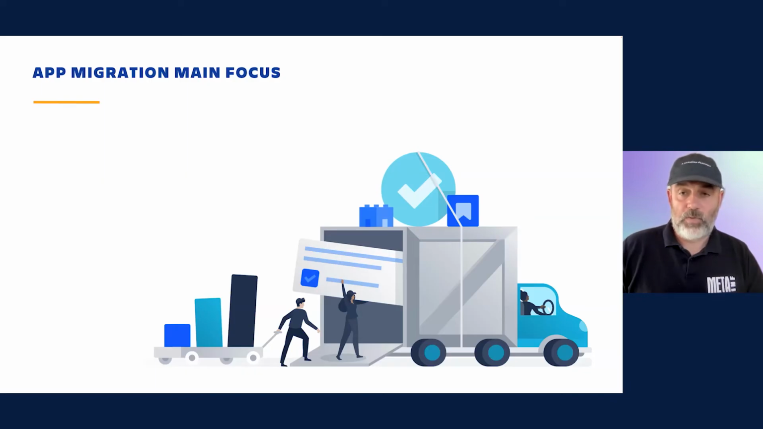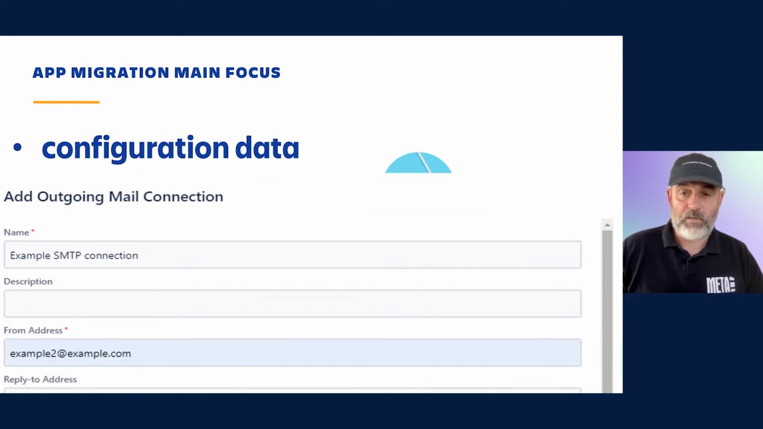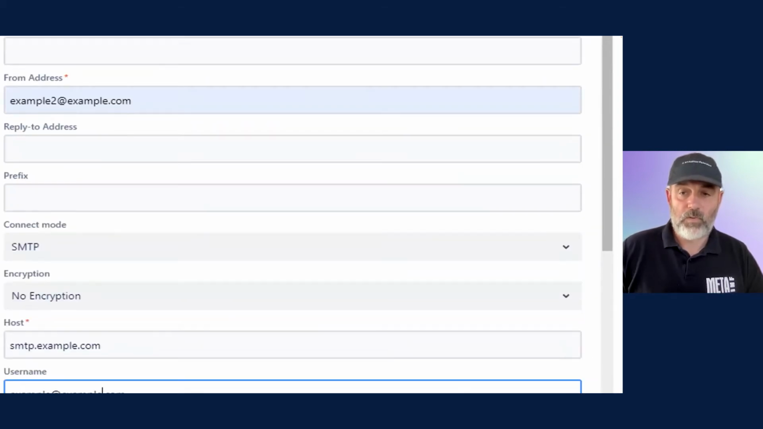The data to be migrated could be configuration data or operational data. The configuration data is managed by the administrator or the end user of the app. An example is the outgoing mail connection in the Email This Issue app. It contains all the configuration parameters that are needed to send an email using a specific email service provider.